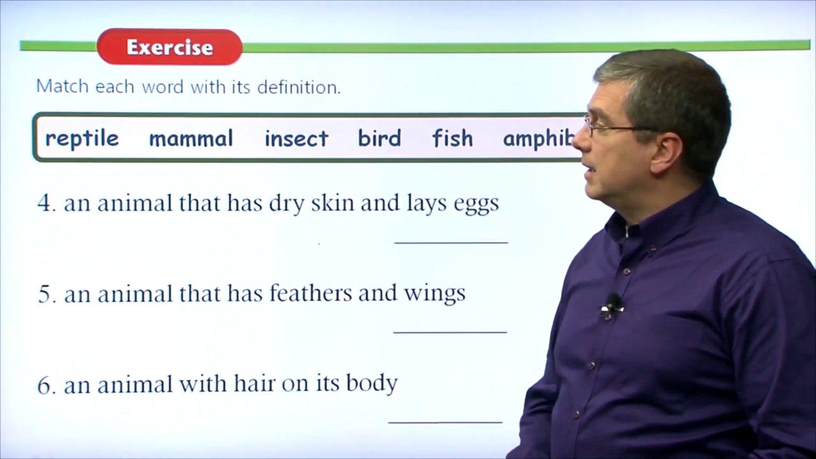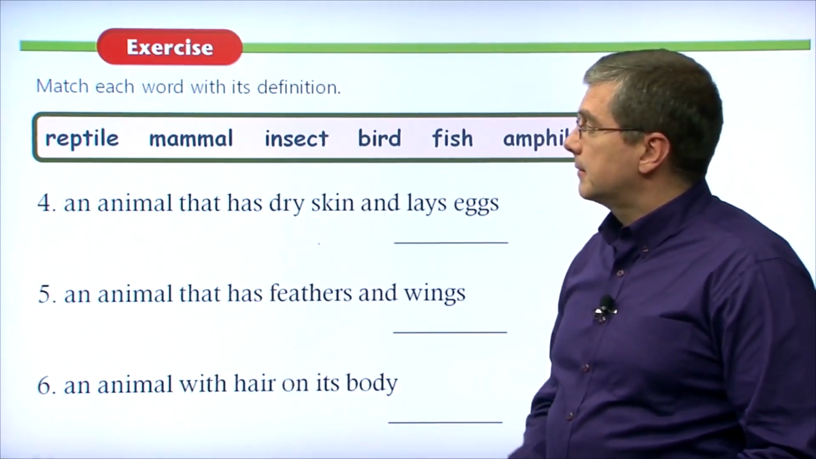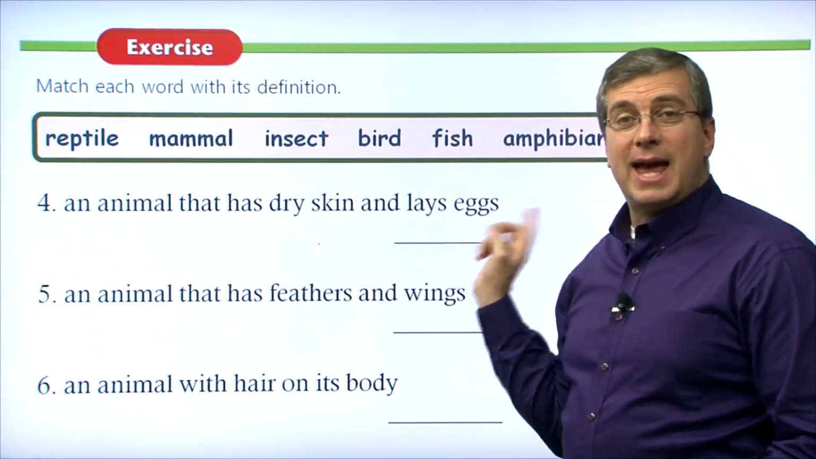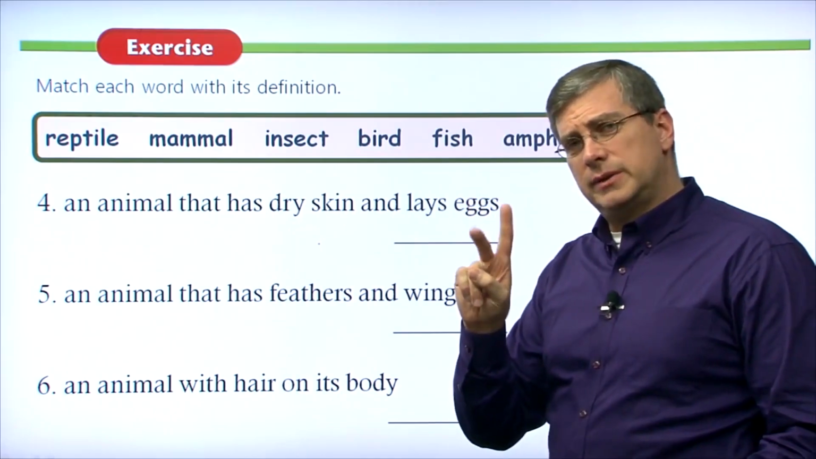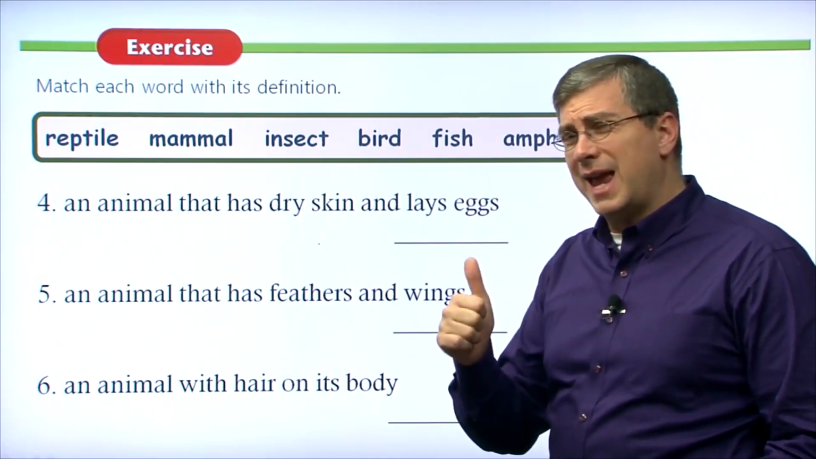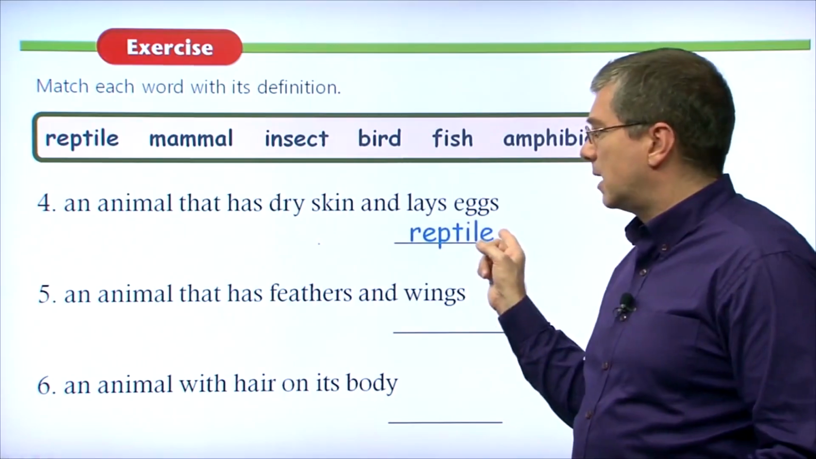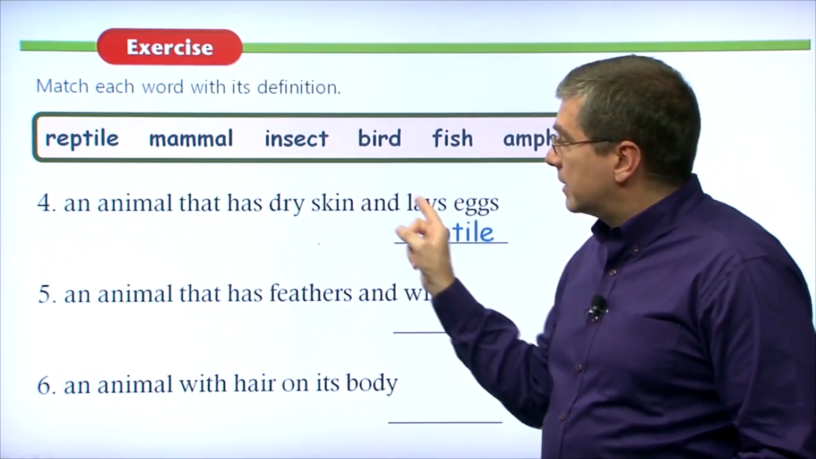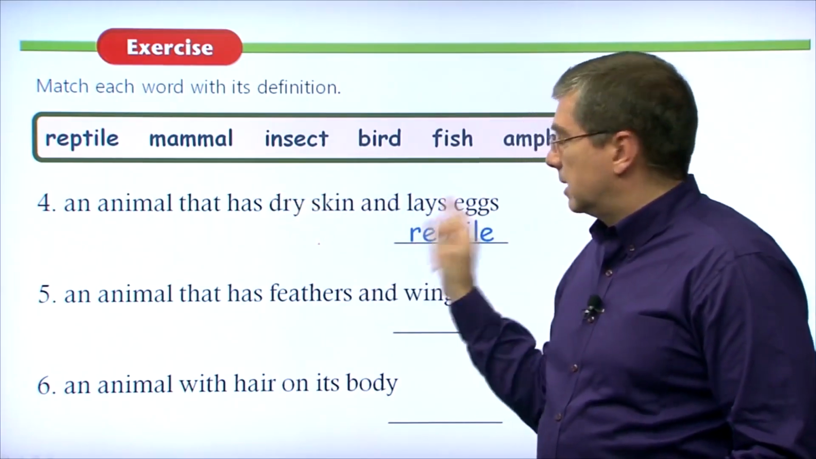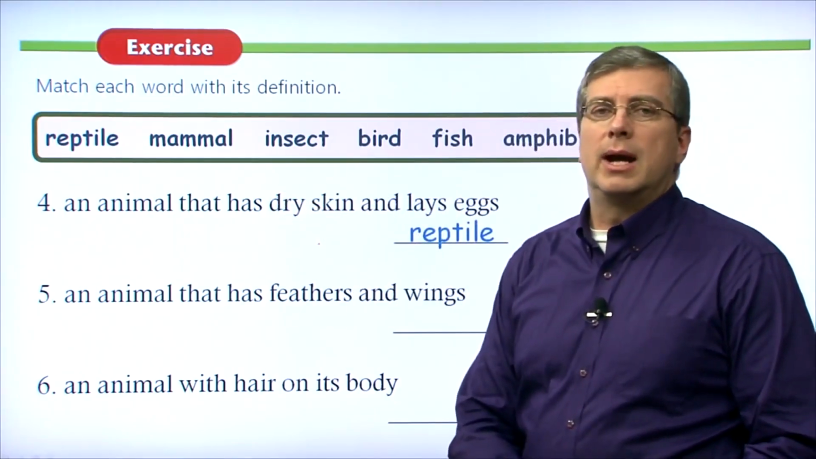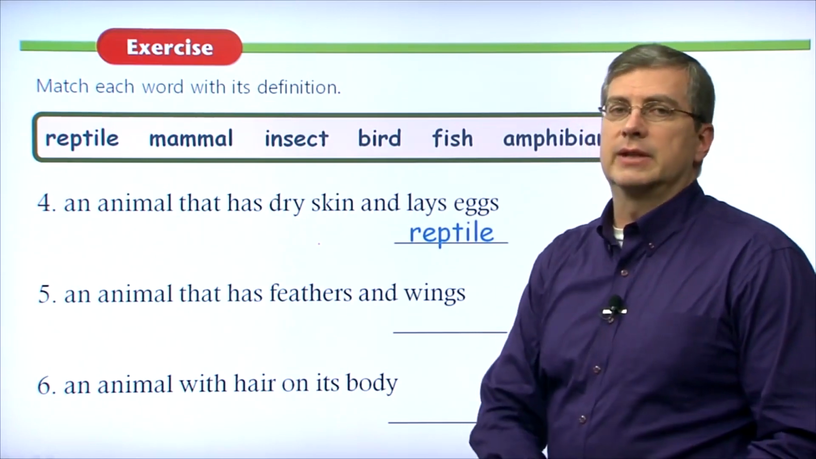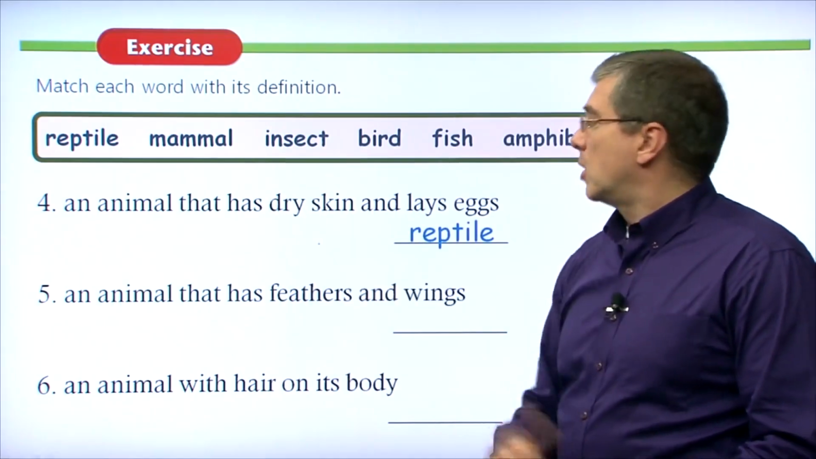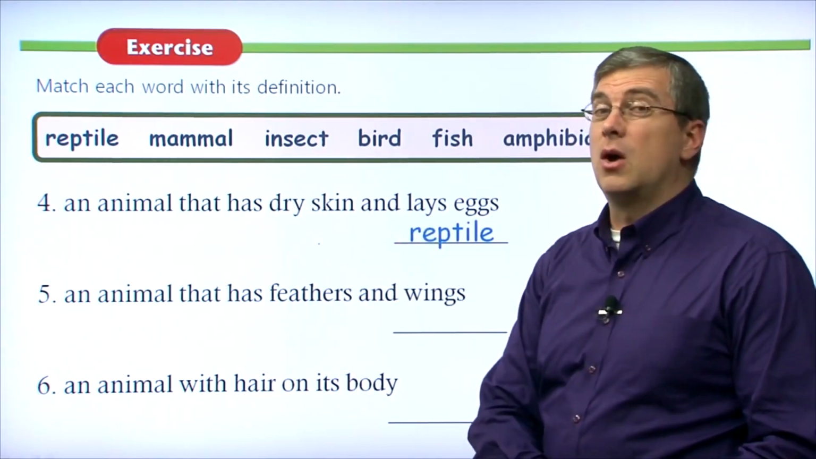Let's move on to the next one. Number 4 is an animal that has dry skin and lays eggs. Remember we talked about 2 types of animals that lay eggs, birds and, did you catch it? Reptiles, right? We know this is a reptile, not a bird. Yes, they both lay eggs, but dry skin has to do with reptiles, not with a bird, right? A bird has feathers on its skin. It doesn't really have that dry, scaly skin. Also remember, reptiles have scales on their skin also.